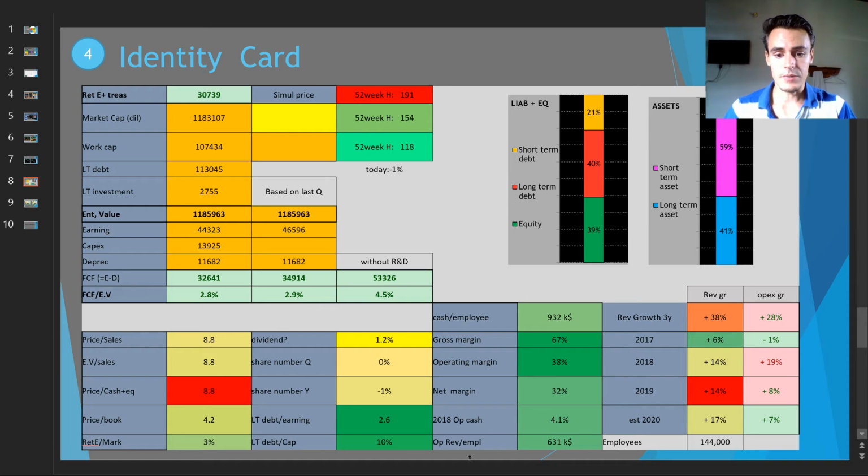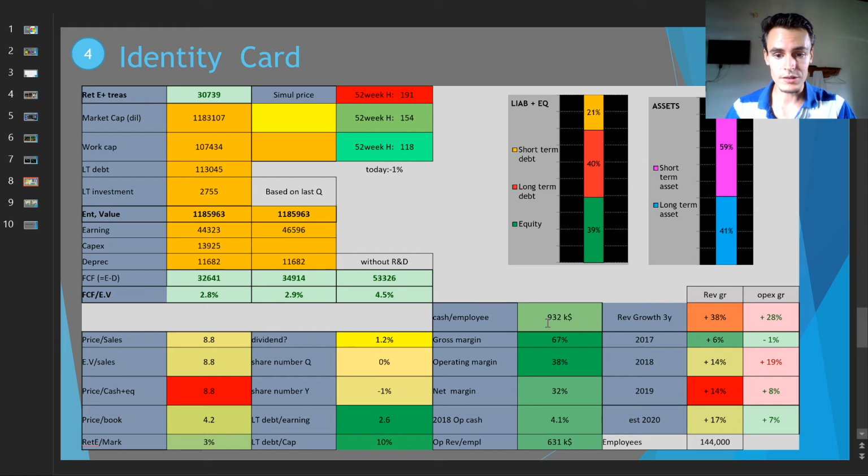The next item that I like to look at is the efficiency of the company. You can look at the operating revenue per employee, and it can give you a feeling of how the company is performing. Every employee, every year, generates $631,000. And this value is really, really good. On average, if you look at other companies, they have between $100,000 and $200,000 per year per employee. So it's really good.